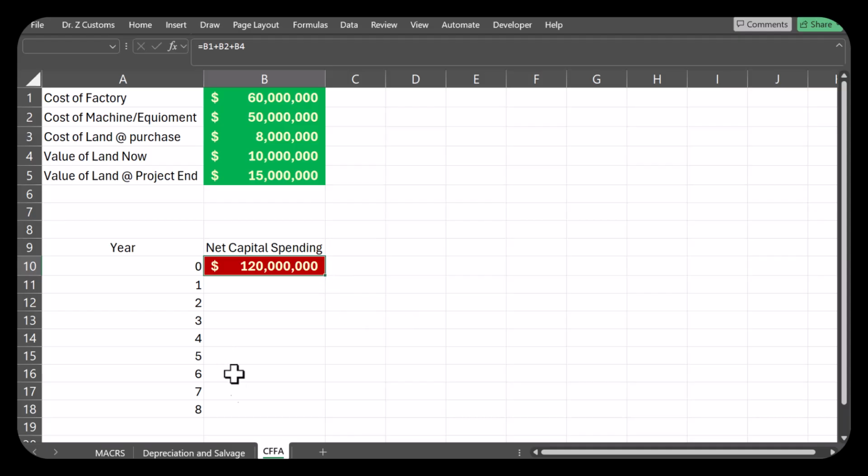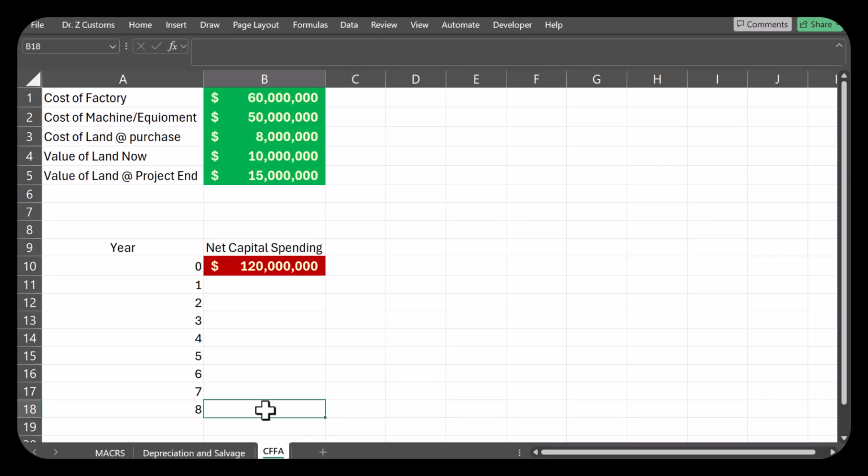How about year 8? What's going to happen at the end of the project? One, I'm going to get salvage values from the factory and the machinery equipment, which we haven't calculated yet, but we know how to do given our template. And two, I'm going to return that land back to the firm. Say, okay, I used it. Now give me the value of the land as a cash inflow. Technically, there's no cash going on, but remember, that project is a standalone entity. So project paid 10 million to the firm. Now it wants 15 million.